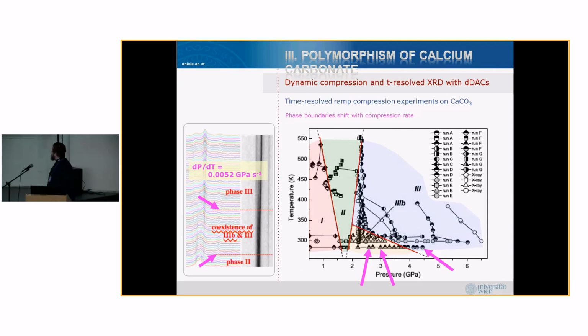So that means if we do this dynamically, we see that we can push around these phase transitions, even though they are very simple transitions, because it's just displacive. It's not something where we are changing the coordination numbers a lot or something like this. We have to be very careful with how much we change the pressure in time.